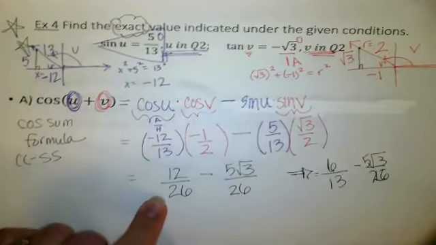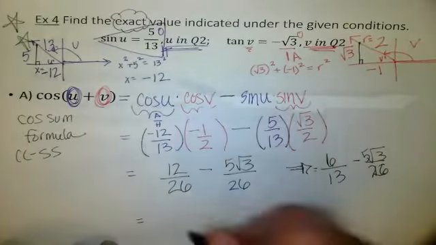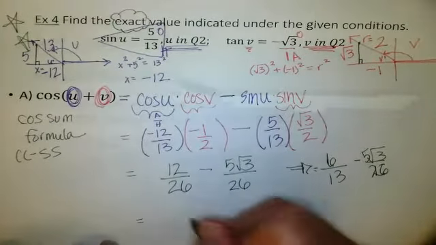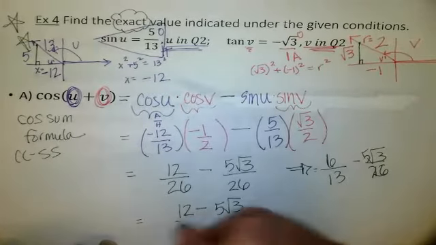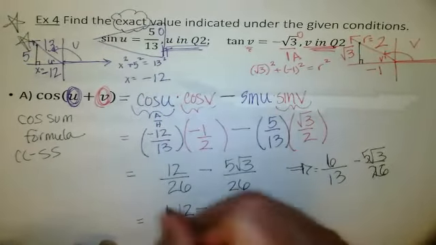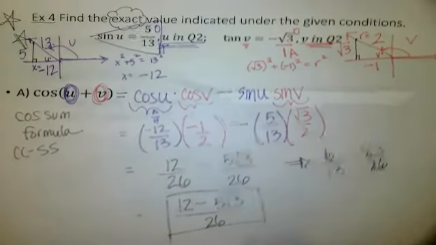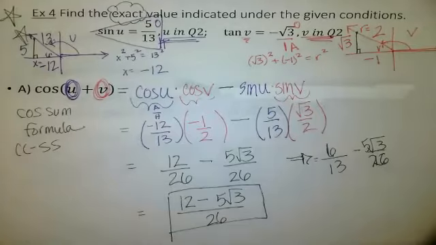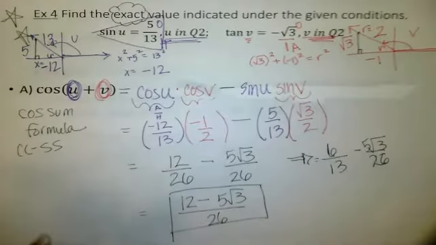That's an okay answer and totally accurate, not incorrect at all. Your book, because they have the same denominator, will probably just do 12 minus 5 radical 3 all divided by 26. All right, so they're probably always going to get a common denominator. I don't know how they define what's more simple. This definitely looks more simple than that, but just because of my bad handwriting.